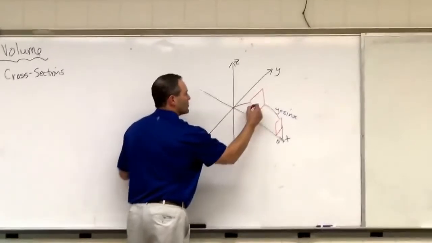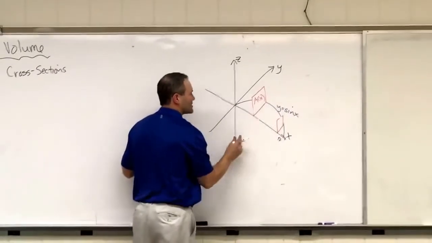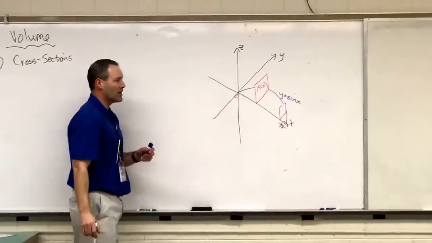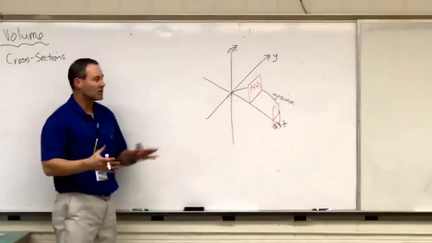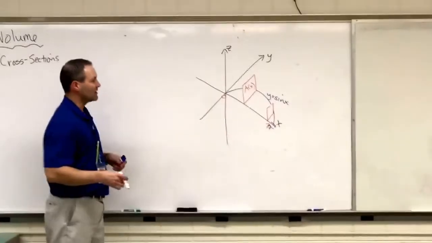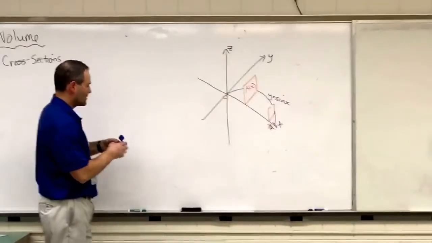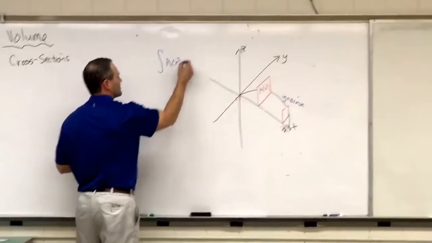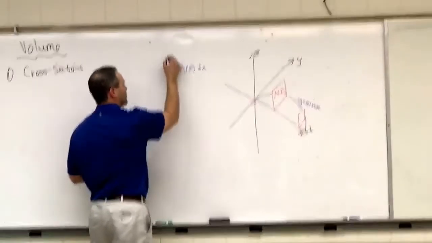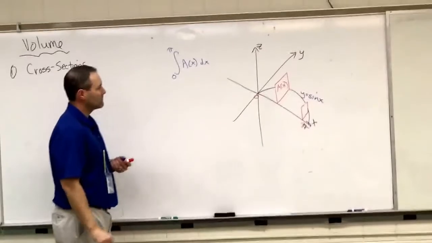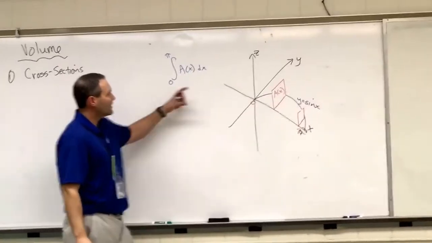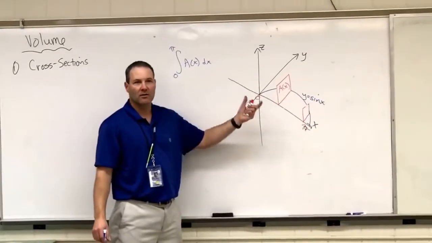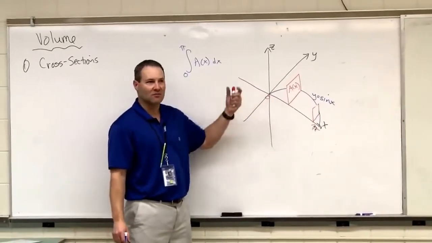Okay, so all we have to do is integrate A of x from 0 to pi, where A of x is the cross section of one of the shapes in that interval. So we're integrating A of x dx from 0 to pi. How do I write A of x in terms of x? Well, we know it's a square, so it's base squared.